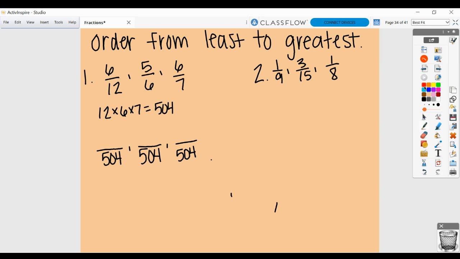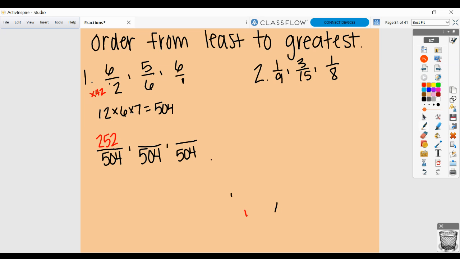Okay, so let's figure out what the numerator would be. 504 divided by 12 would be 42. So we had to multiply that by 42. So we're going to multiply the 6 by 42. So 6 times 42 is 252.